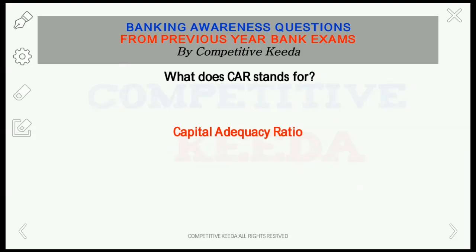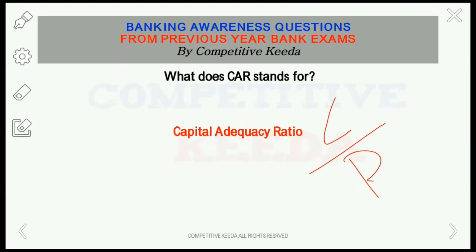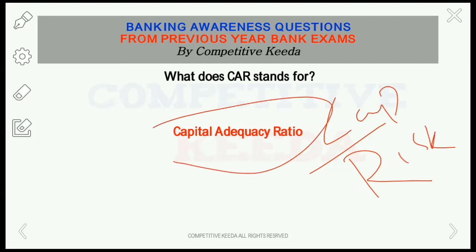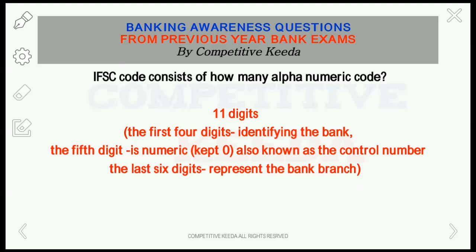So next question, what does CAR stand for? CAR stands for Capital Adequacy Ratio. This is the ratio between the total capital and the total risk of the bank, total capital to the total risk. It is known as Capital Adequacy Ratio. So next question, IFSC code consists of how many digits? IFSC code consists of 11 digits.